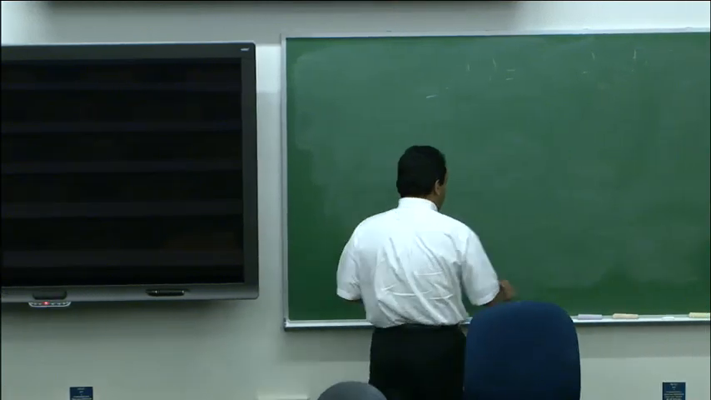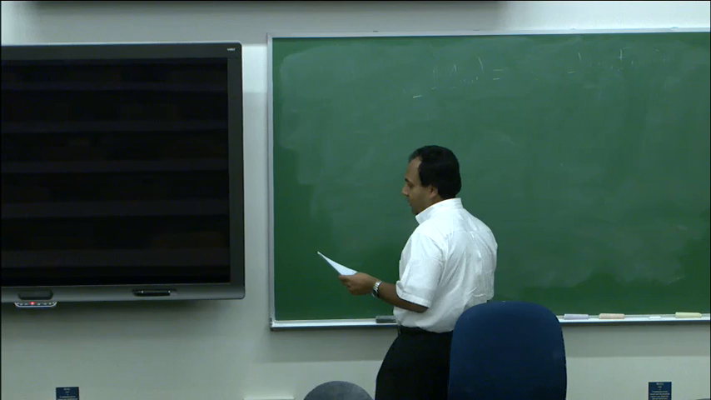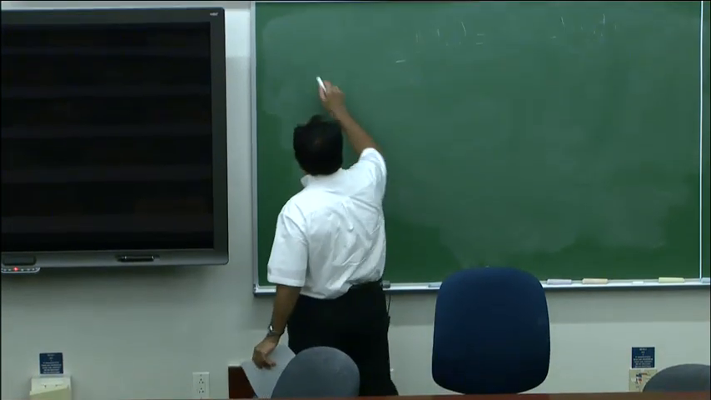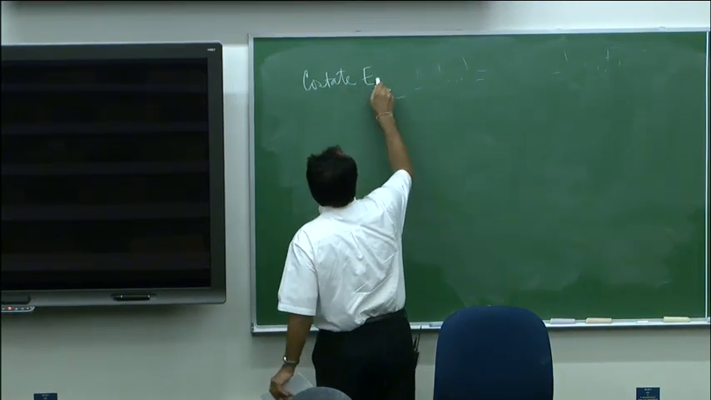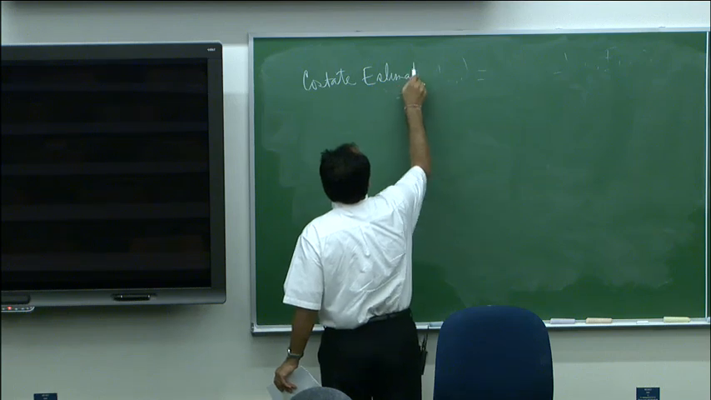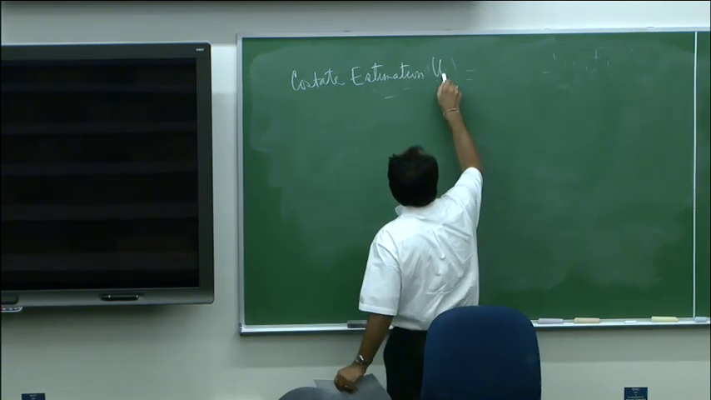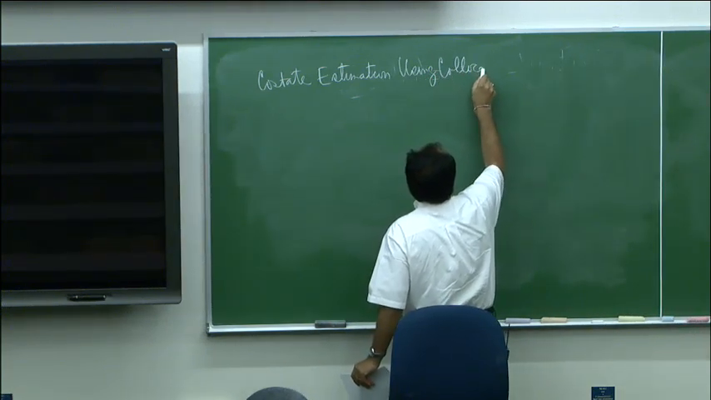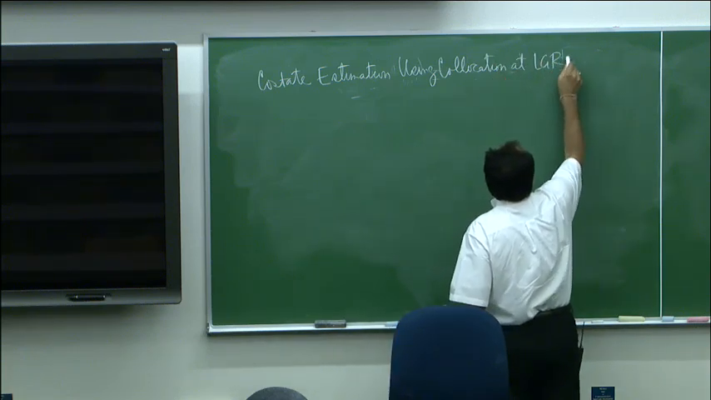All right. Okay, so today we're going to follow on with what we were talking about yesterday, or last lecture. Today we're going to talk about co-state estimation using collocation at LGR points.